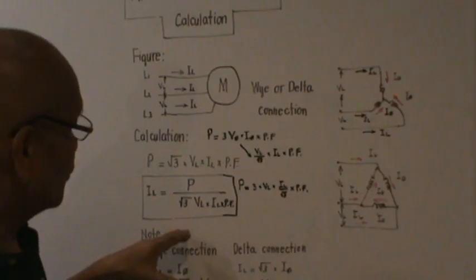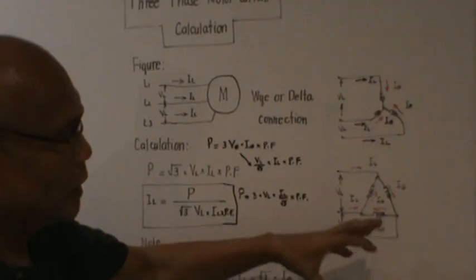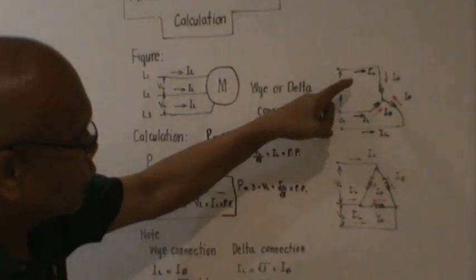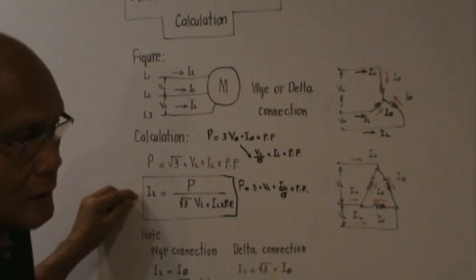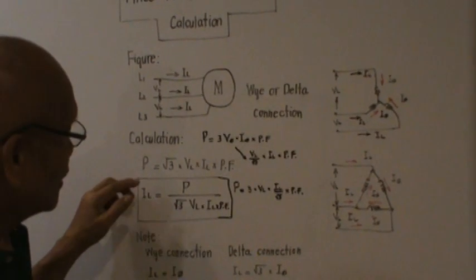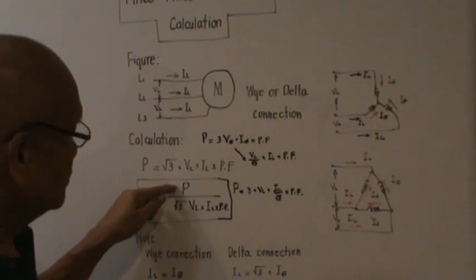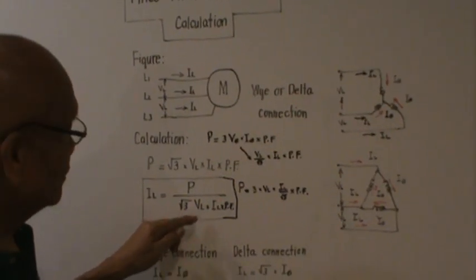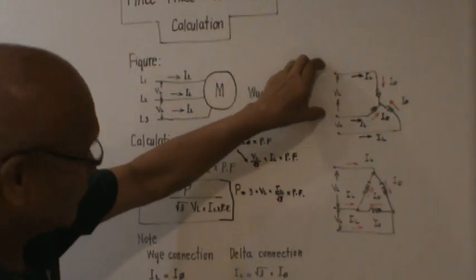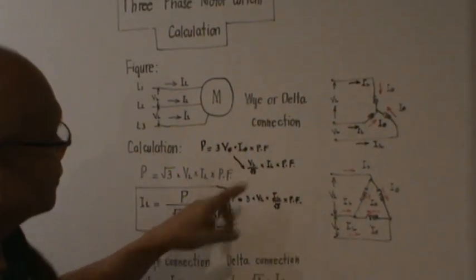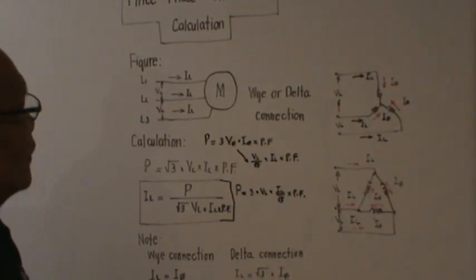So I will now try to prove that whether the connection is Y or delta, the formula for the current drawn by the three-phase motor is given by this formula here. That is, line current is P, capital P meaning the total true power in watts, over the square root of 3 times the voltage line to line, from line 1 to line 2, times the power factor. Okay, let's proceed.